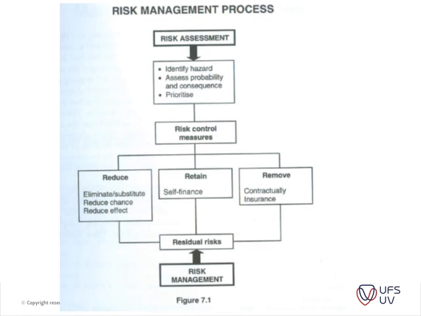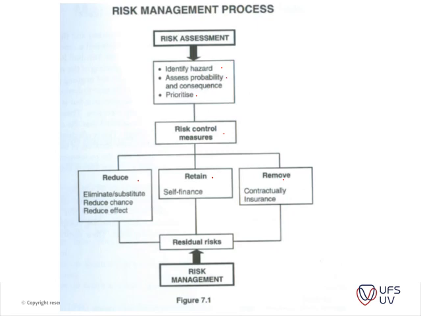Okay, then this is very important for me, figure 7. Here you can see the different sides of the managing risk process, risk assessment from the one side, and then risk management from the other side. So it's very important to identify your risk, assess the probability, and prioritize your risks. Then only once you've identified it can you control your risks on site. So you can either reduce, retain, or remove, as I said in the previous slide.